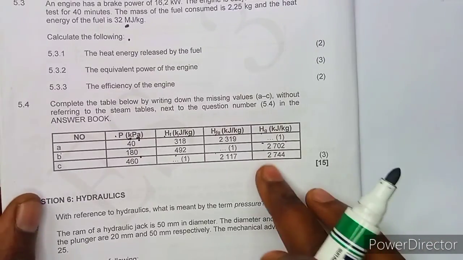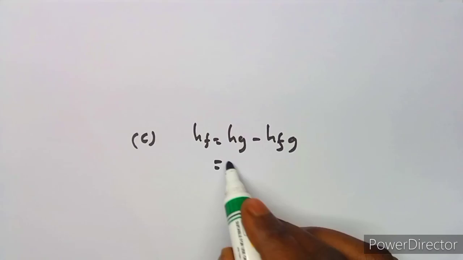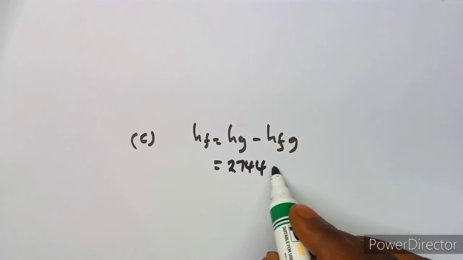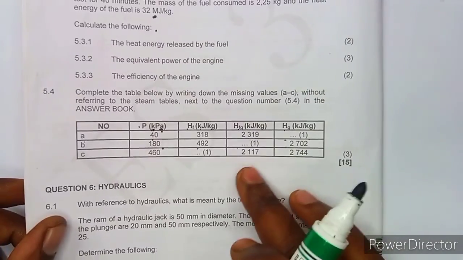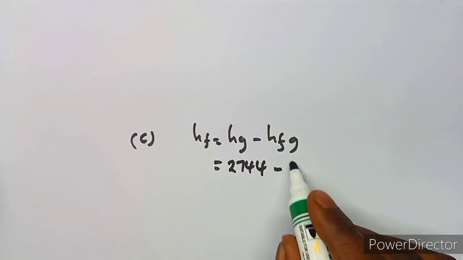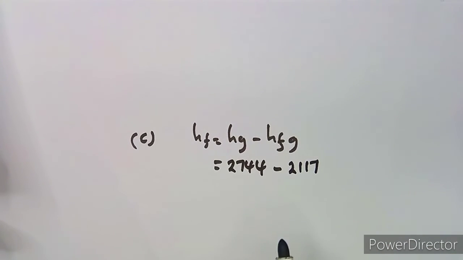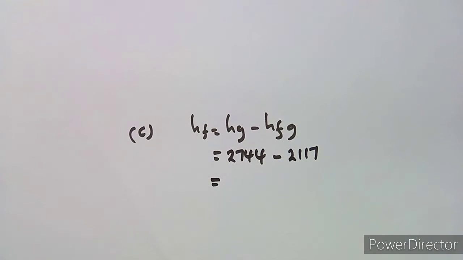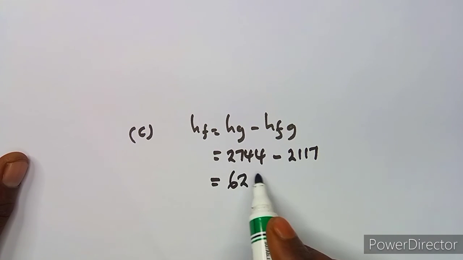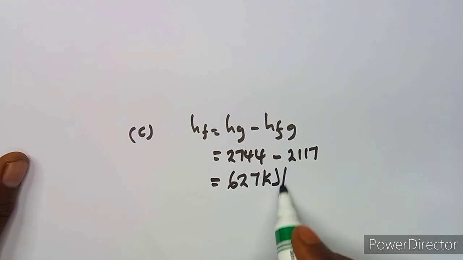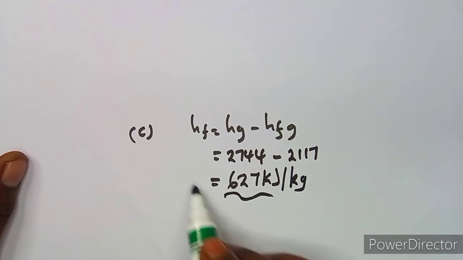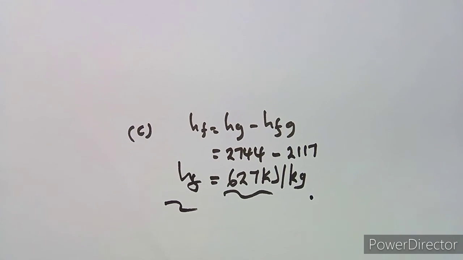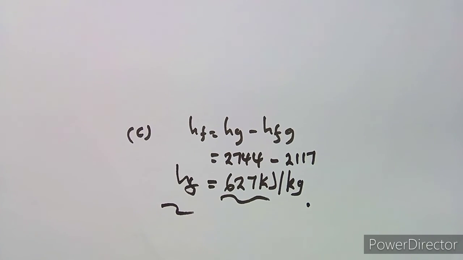So this is your hg here, which is 2744, minus hfg. This is your hfg, which is 2117. All right, so let's combine and see what you're going to have in this case. If you combine properly, you are going to obtain 627, that's 627 kilojoules per kg, as the hf. So that is how you are supposed to answer this question.